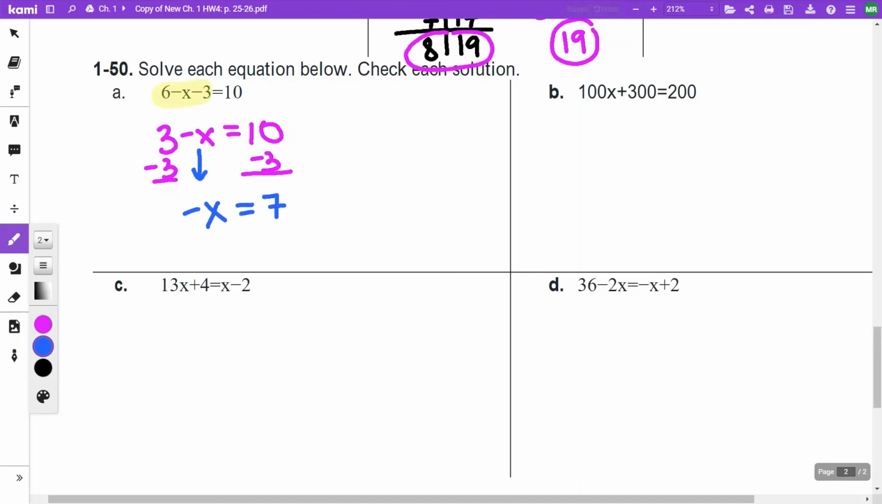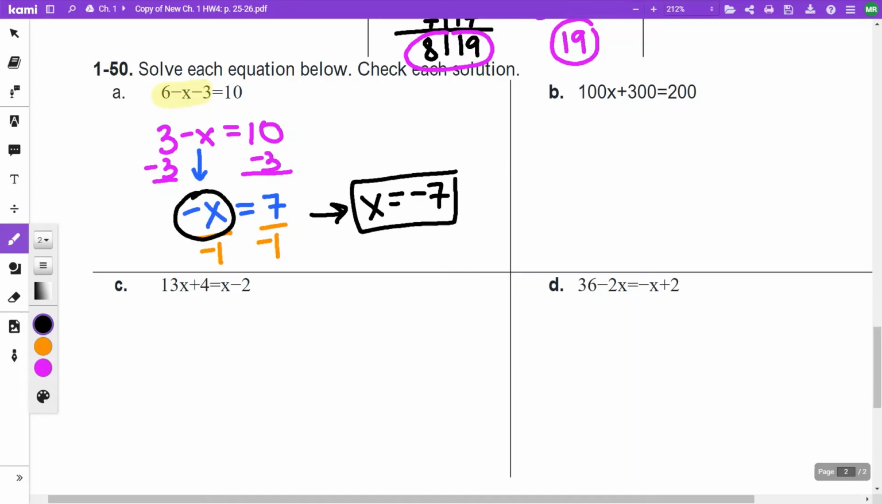Now, I do not want a negative x. So a couple of ways you can think about that. That's a negative 1 in front, so I'm going to divide both sides by a negative 1. When I do that, I'm going to get x is equal to negative 7. Another way to think about this is if this is a negative x, make both sides opposite, so that's going to become a positive x. Then make the other side opposite, which is a positive 7. It's going to now become a negative 7.